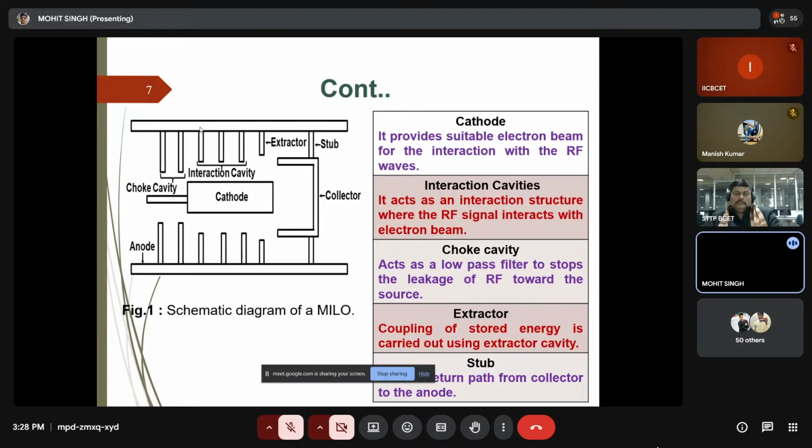That means along the axis. Now, the electron beam is prevented from reaching the anode, and it starts moving parallel to the anode. Okay, and they will move toward the collector axis. Now, one very basic thing: the phase velocity of the EM wave in a cylindrical waveguide is more than the speed of light.